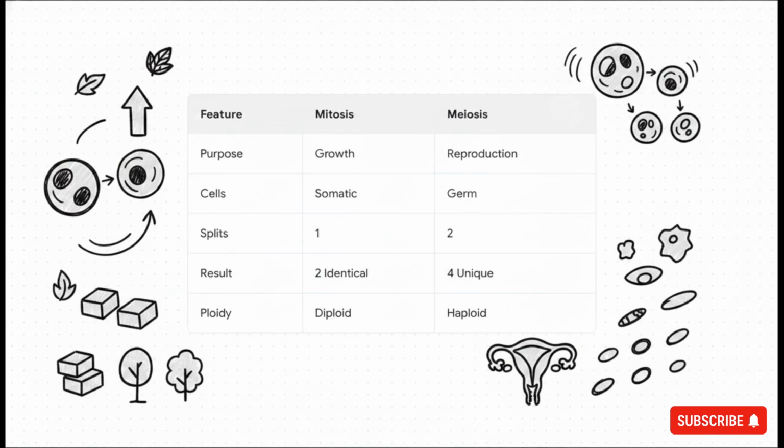For mitosis, it's driven by growth and repair. It operates out in the somatic body cells, and it undergoes exactly one division to produce two completely identical diploid cells with 46 chromosomes. Sameness and stability. Now, for meiosis, it's driven strictly by reproduction, it operates exclusively in the germ cells, and it undergoes two distinct divisions to produce four entirely unique haploid cells with 23 chromosomes, having and uniqueness. Boom. That's the whole shebang.